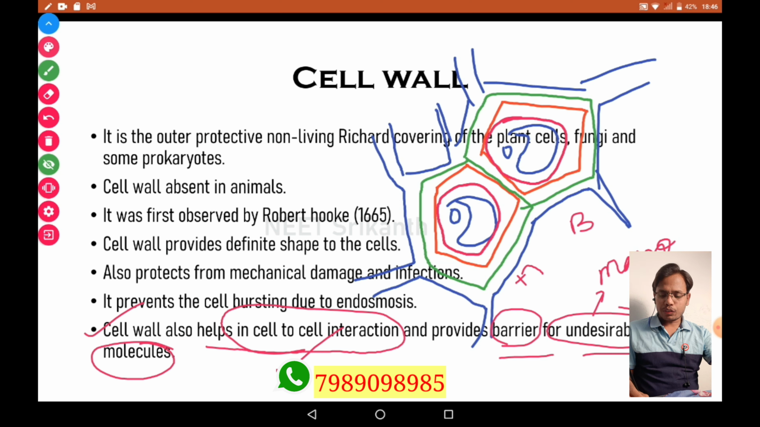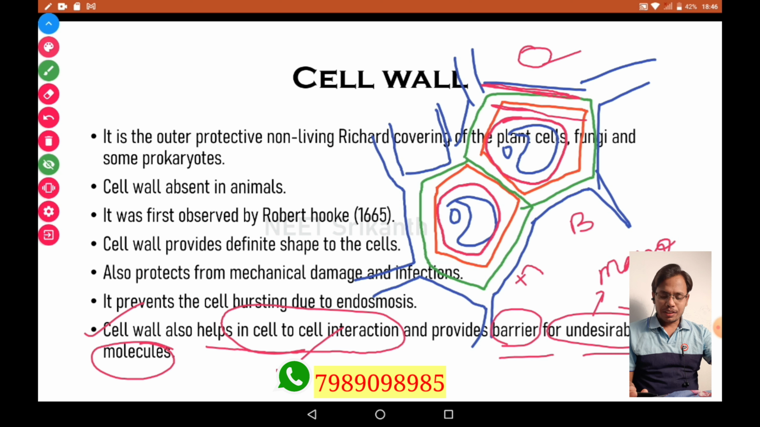Macromolecules are the molecules which are large in size. For example, here outside the cell, macromolecules are there. These macromolecules do not easily pass into the cells. Here what is present? The cell wall is there. The cell wall acts like a barrier.